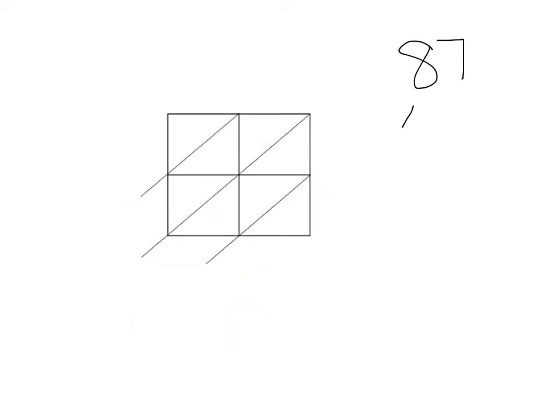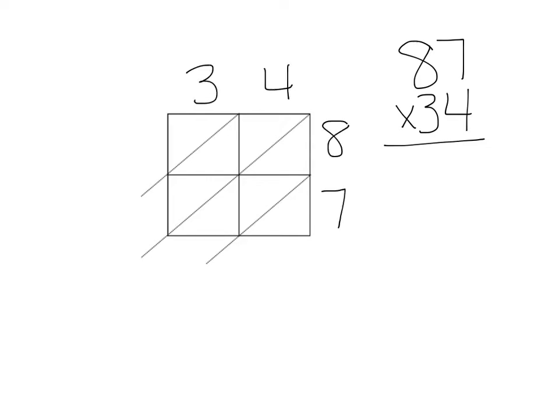Okay, one more on your own. 87 times 34. Go ahead and place those numbers where you would like to go. It doesn't matter, by the way, if we put 34 here and 87 here, or the other way I've been doing it. Either way, you're going to be able to solve the problem correctly. Go ahead and solve it, and then when you're done, push pause and come back.